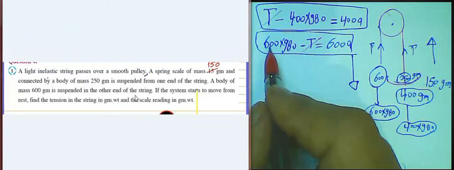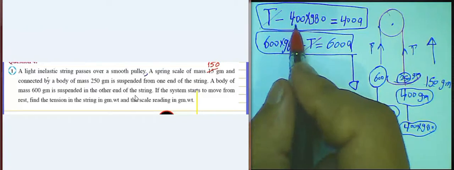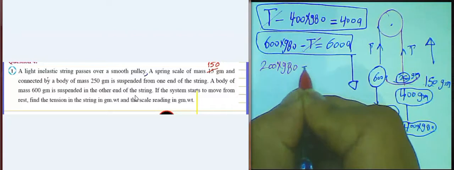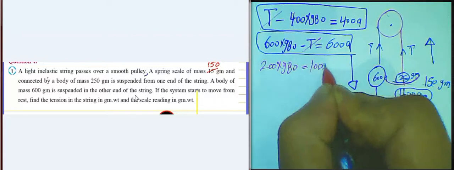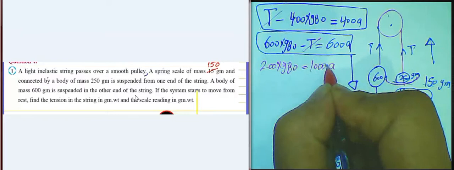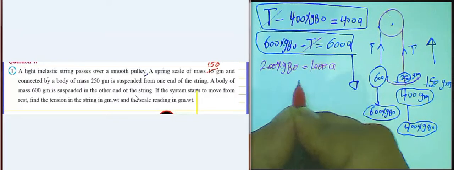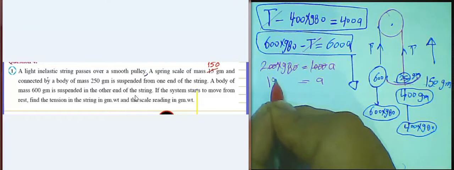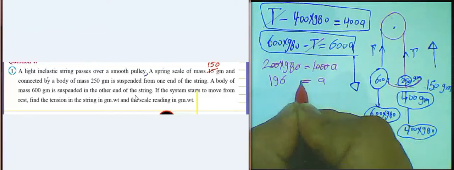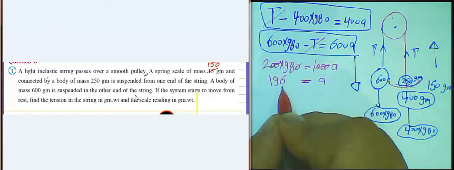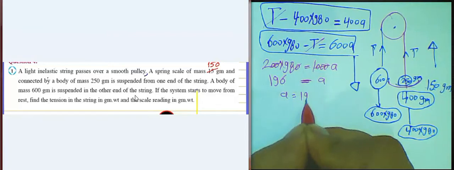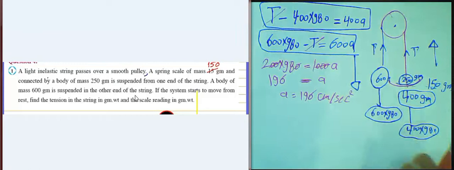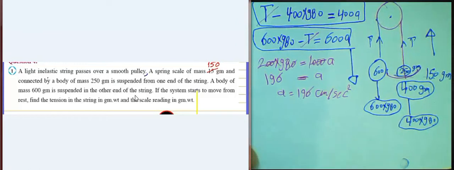Then 600 multiply 980 subtract 400 multiply 980 will be 200 multiply 980 equals 1000 A. We can find the acceleration, cancel the zeros here, and the acceleration will be 2 times 98, it will be 196. We have the acceleration here, centimeter per second square, okay?